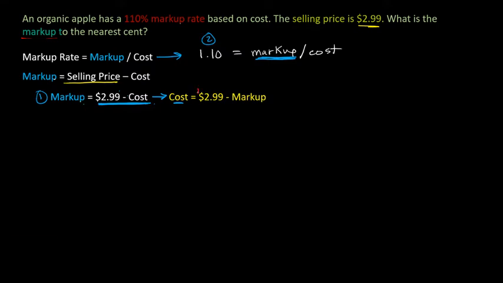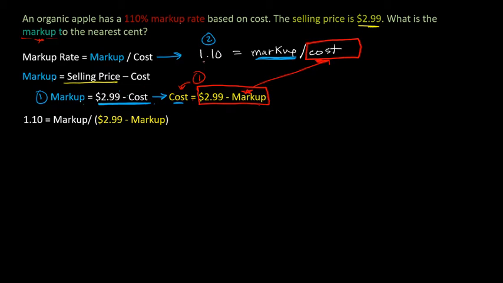So now I have cost equals $2.99 minus markup. So I've solved for cost in terms of the variable that I want to solve. Notice I'm keeping that one in play. This is my goal. This means anywhere I see cost, I can substitute in the phrase $2.99 minus markup. This was all from equation 1, right? So I'm going to go to equation 2, I see the word cost, and I'm just going to plop this phrase in and substitute it for cost. It becomes 1.10 equals markup divided by $2.99 minus markup.